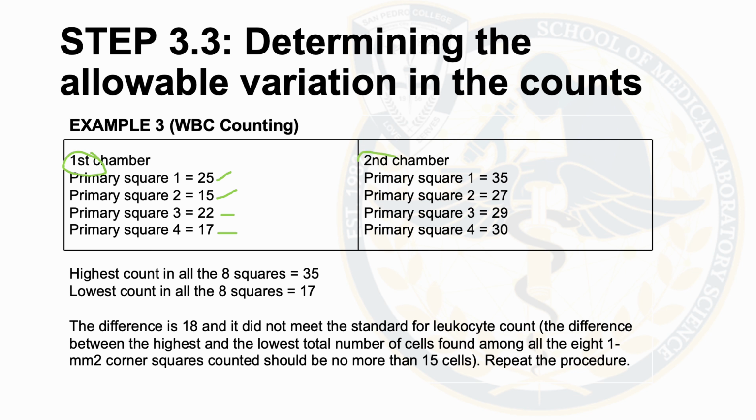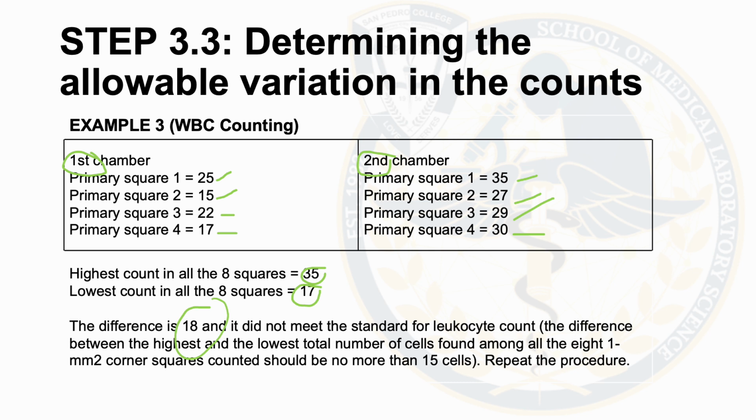How about in the second chamber, yung nasa kabila, nasa likod? First square is 35, second square is 27, third square is 29, and the last square is 30. Ilang square lahat ito? So, 8, no? 8 squares lahat. So, the highest count in all squares is 35, while the lowest count in all squares is 17. So, 35 minus 17, the difference is 18.